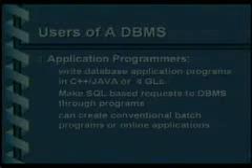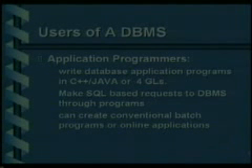Now, what are the different types of database users? Well, the very first kind of user is the application programmer, and that may be you, who will write database application programs, maybe in C++, maybe in Java or 4GLs. They may also make SQL-based requests to the DBMS through programs and can create conventional batch programs or online applications. So this is the first kind of user.